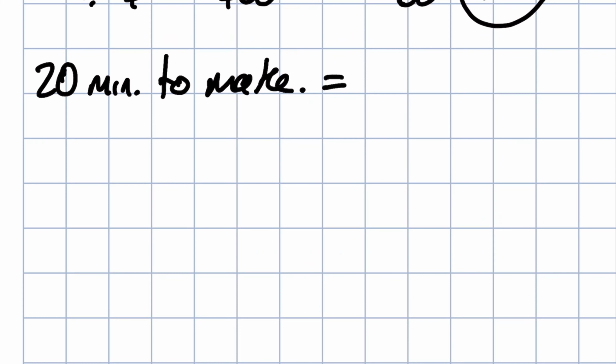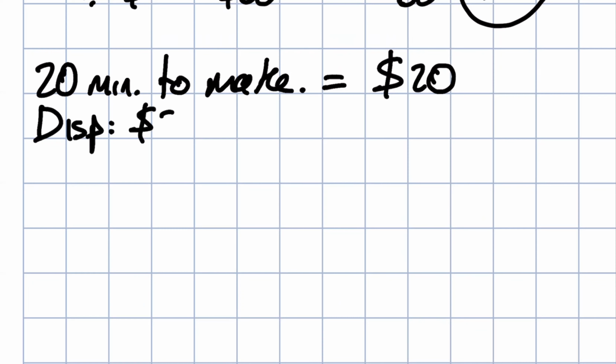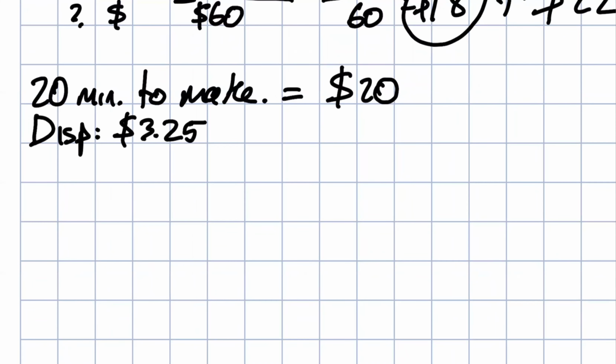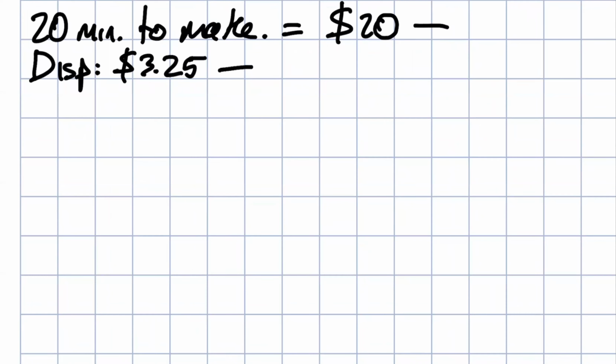So if it took 20 minutes to make, go ahead and write $20, right? You're getting paid $1 a minute. That's how much you need to get paid. Is the dispensing fee listed in the problem? Yes, it is. It is $3.25. So just off the bat, I haven't even done any calculations. I already have 2 of the components. All I'm missing is my drug cost. Because once again, you need to pay yourself, you need to pay the pharmacy, and then you need to pay for the drugs you're using.